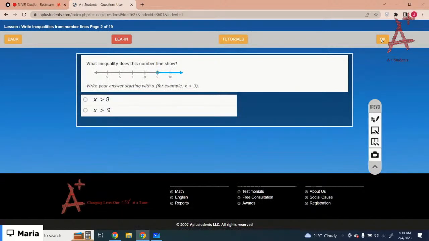Okay, the next one is what inequality does the number line show? So we have an open circle at 9. Got it? That means x cannot be equal to 9. Got it? And the graph is pointing on the right hand side. That means all values are greater than 9. Got it? So it would be x is greater than 9. Okay, so the correct option is x is greater than 9.